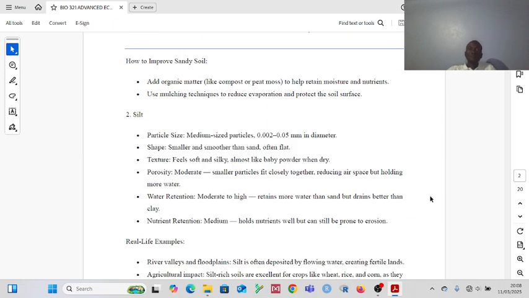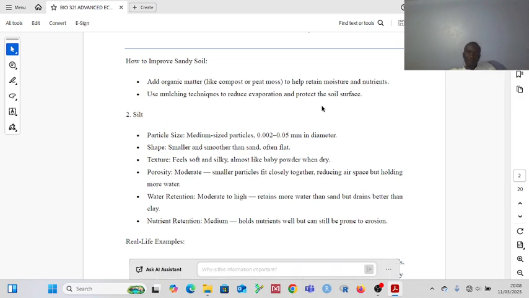If you want to improve sand, you need to add organic matter, things like compost. When you add organic matter, it helps to retain moisture and nutrients. Then when you've planted on sand, you have to use mulching techniques so that you can reduce the rate of evaporation.